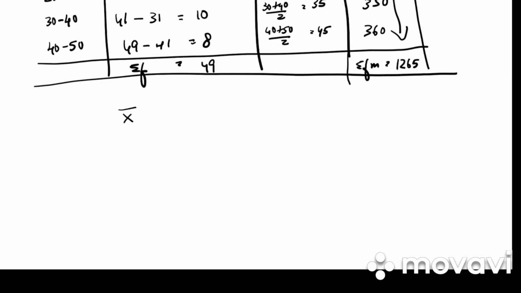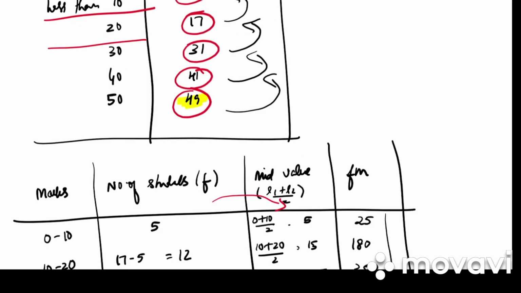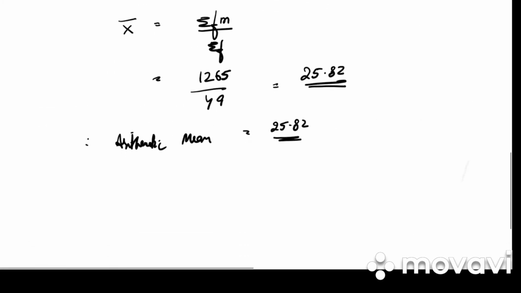So how do we find out arithmetic mean? X bar is equal to summation FM divided by summation F. 1265 divided by 49. How much do we get? 25.82. So therefore arithmetic mean is equal to 25.82. So whenever in the problem they have not mentioned which method we need to use, that is direct method, shortcut or step deviation, we can use whichever method we want to use. Clear?